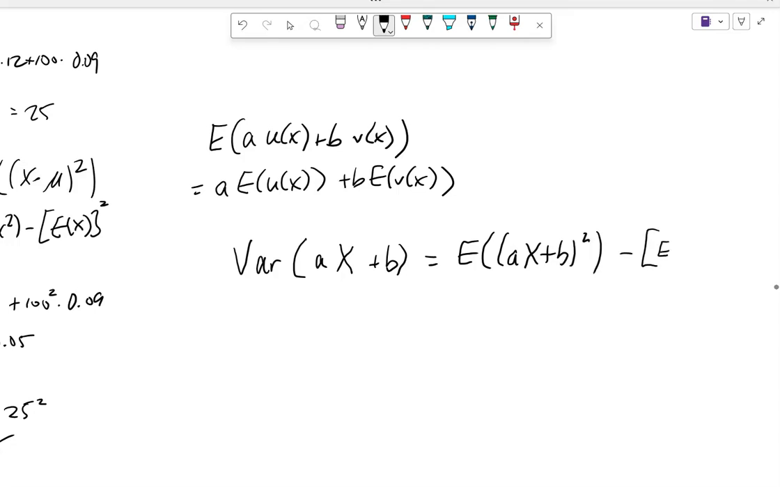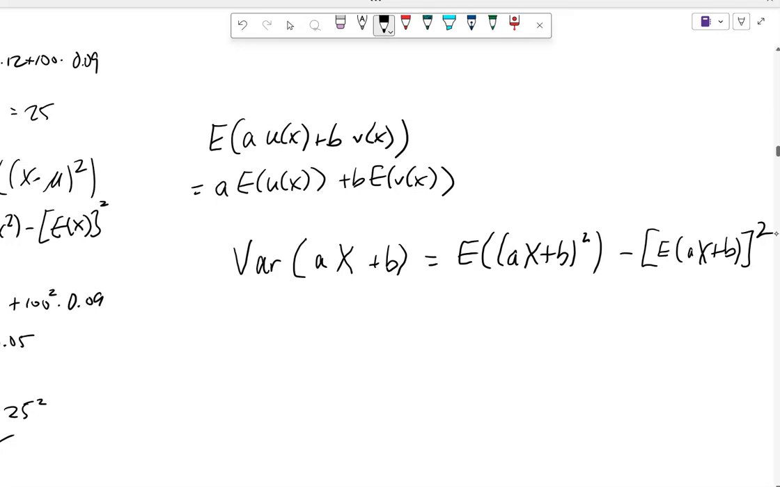Using, again, our working formula for variance, it's the expected value of the variable squared minus the expected value of the variable, quantity squared, right? We agree? Okay. So in this case, I'm just treating that ax plus b as a single variable and just plugging it into our formula. And then from here, we're just going to do some algebra.